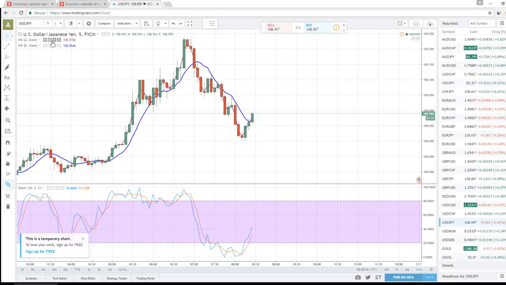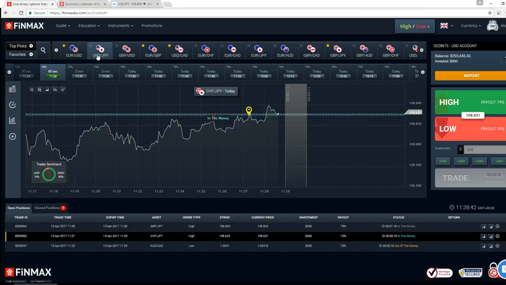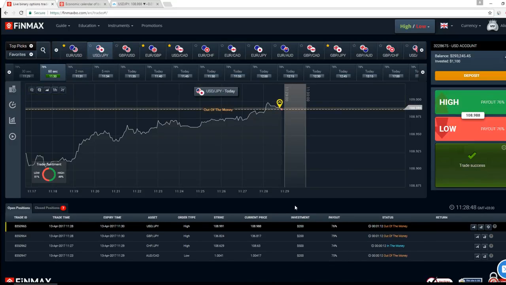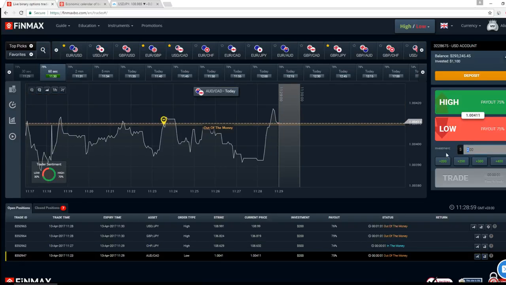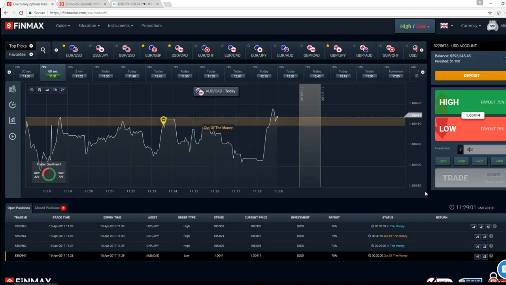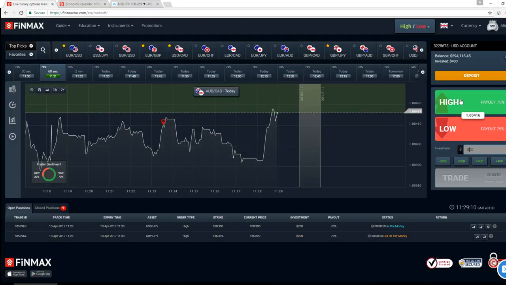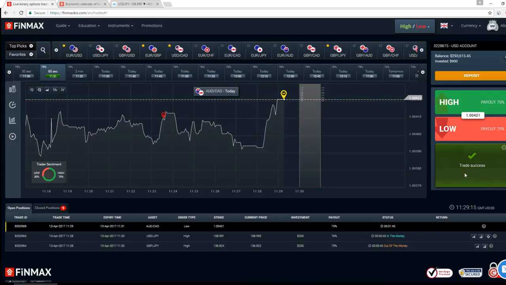Okay, USD to Japanese yen is also interesting. Come on. I will go for high here also and will write it down. Okay. Australian to Canadian closed out of the money, so Australian to Canadian I opened for low. Okay.